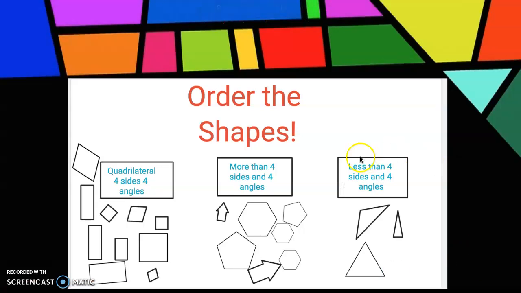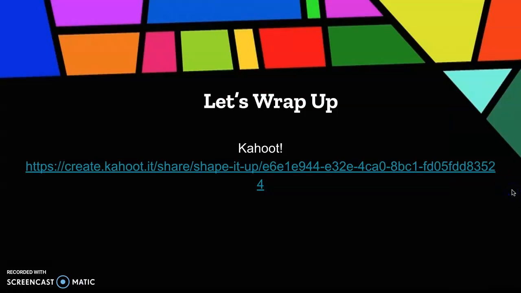Here is what it's supposed to look like. See? We have all of our four-sided and four-angled shapes. We have all of our shapes that have more than four sides and four angles. And we have all our shapes that have less than four sides and four angles. Great job. All right, so to wrap up, we're going to finish our lesson with a Kahoot.